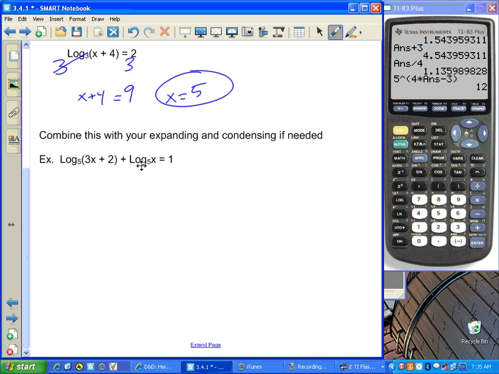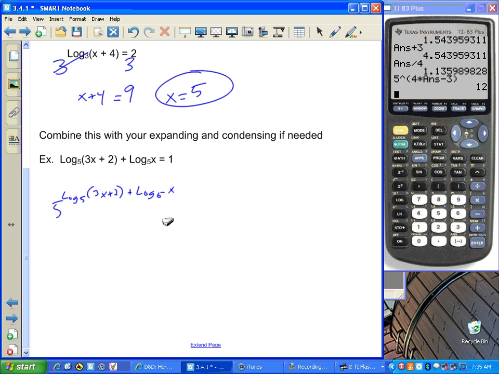So if I exponentiate both sides at this point, I'm going to have 5 to this whole power. Okay, because you can't just take a piece and exponentiate it. You've got to exponentiate the whole left side. So I have log base 5 of 3x plus 2 plus log base 5 of x. This whole thing would be my exponent. And I don't have any rules that allow me to figure out what this is.